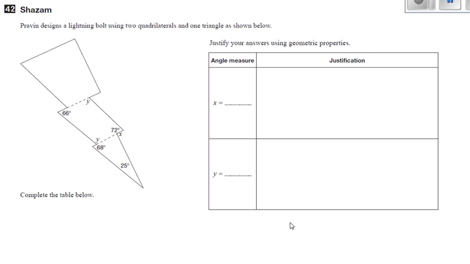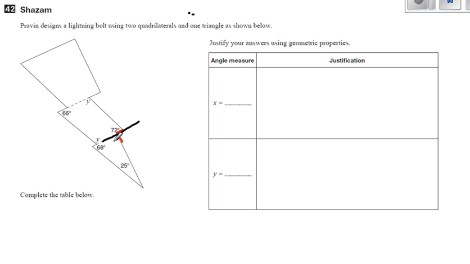Okay, Shazam. Craven designs a lightning bolt using 2 quadrilaterals and 1 triangle as shown. We need to find what X and Y are, and we need to complete the table. So don't forget, just because it's X and then Y doesn't mean you have to find them in that order. It's up to you. So here's X. X is external to the triangle at the bottom end of the Shazam lightning bolt.